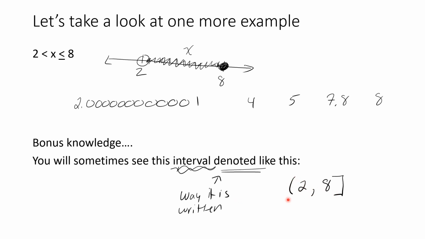The parenthesis is the way we write that the 2 is not included, and the bracket is a way of indicating that the 8 is included. And as you continue in your math journey, you will see that notation more and more frequently. It's typically not required at the early stages of doing inequalities, but it is kind of a neat piece of bonus knowledge.